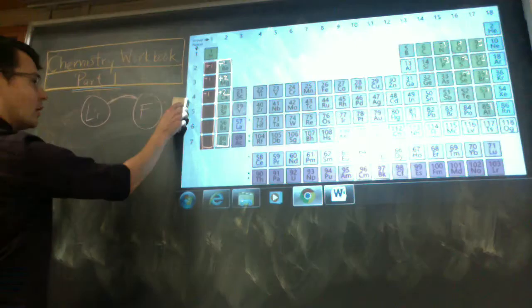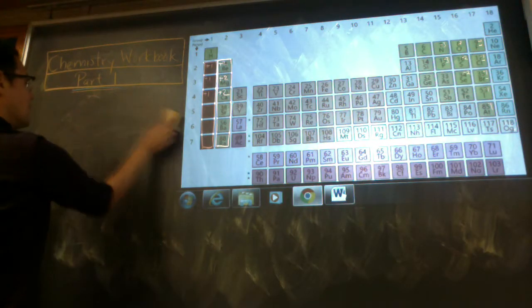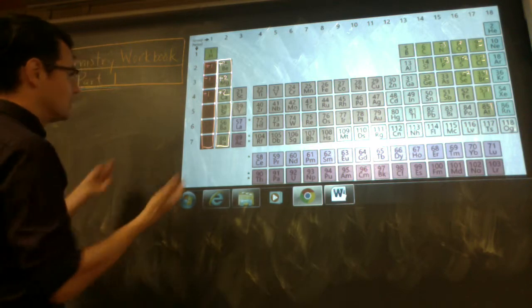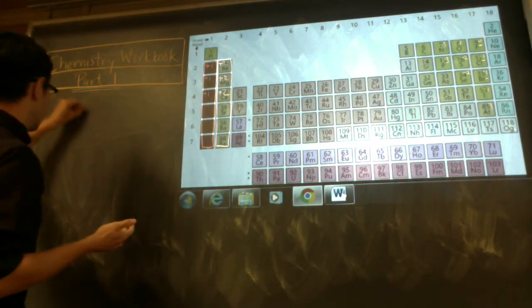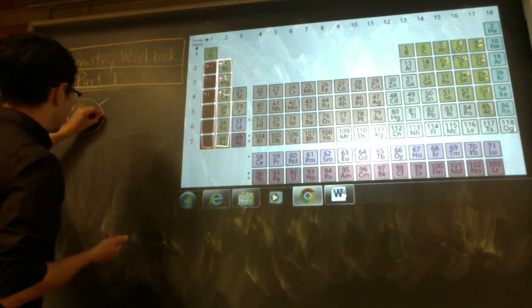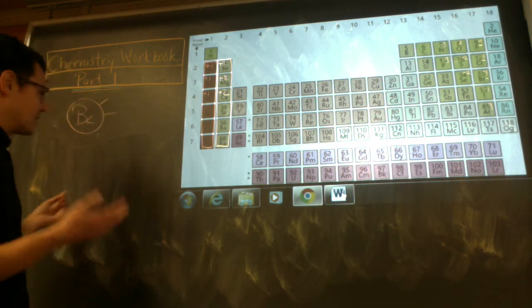So one and one will work out. Now, why do we bring this up? Why do we bring up these numbers? Well, what if we have beryllium? Beryllium is going to have two electrons that it wants to get rid of.